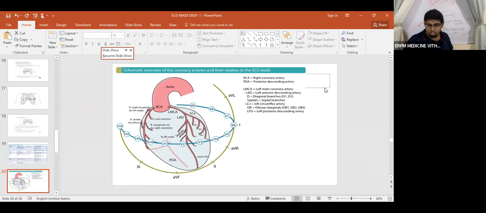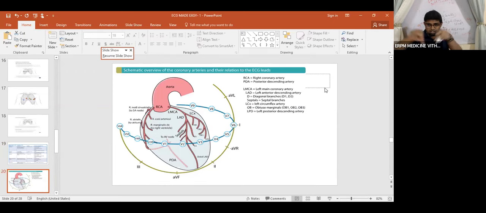Look here, guys. Before coming to this, these are leads. Look at me, guys. I'll come to this point first. So just imagine the heart as a 3D structure. Heart as a 3D structure. I hope you are there.